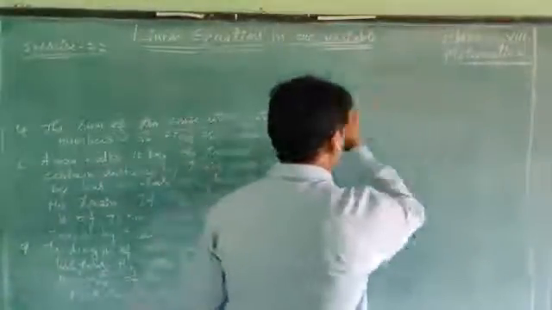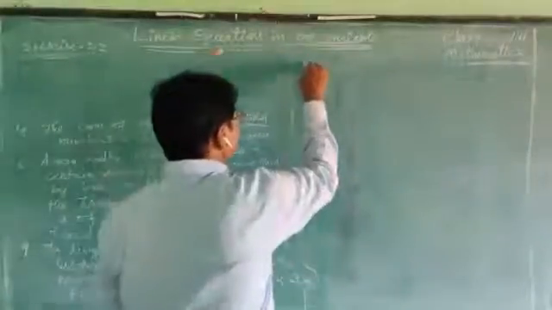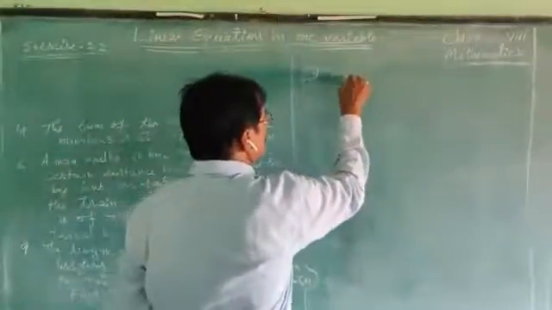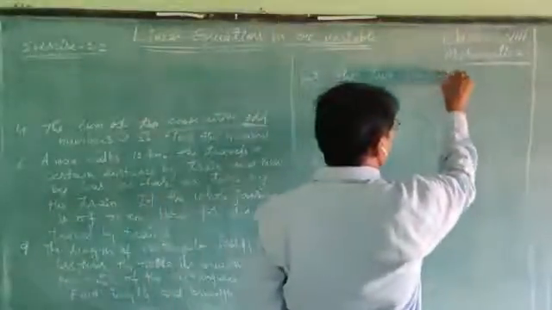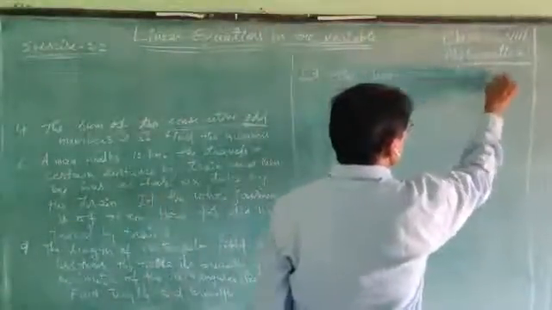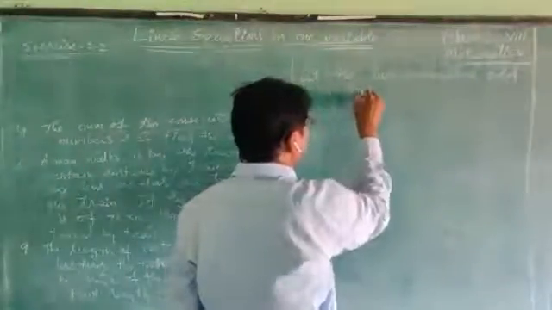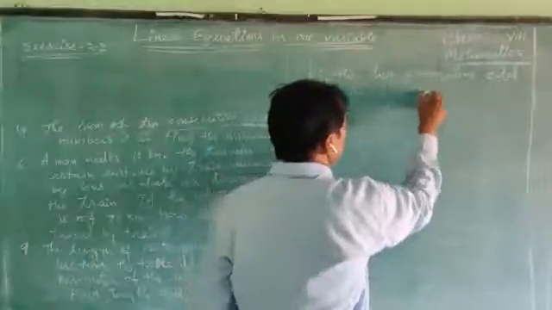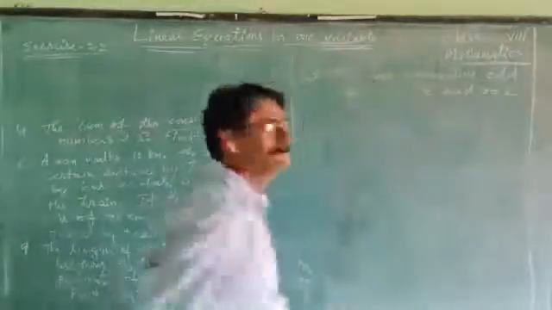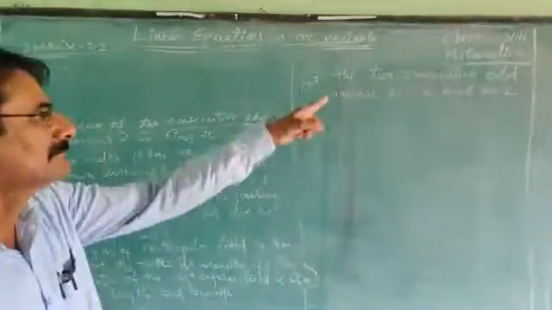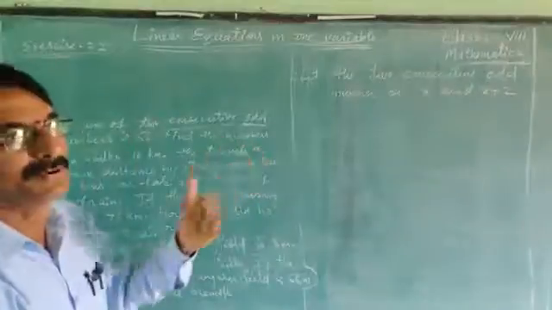So I am going to write the steps. You observe them. Let the number be x and x plus 2. Which numbers? Two consecutive odd numbers.